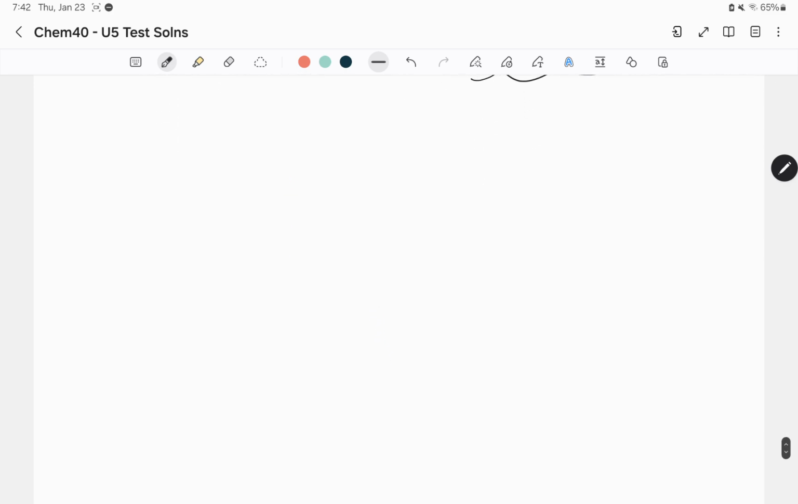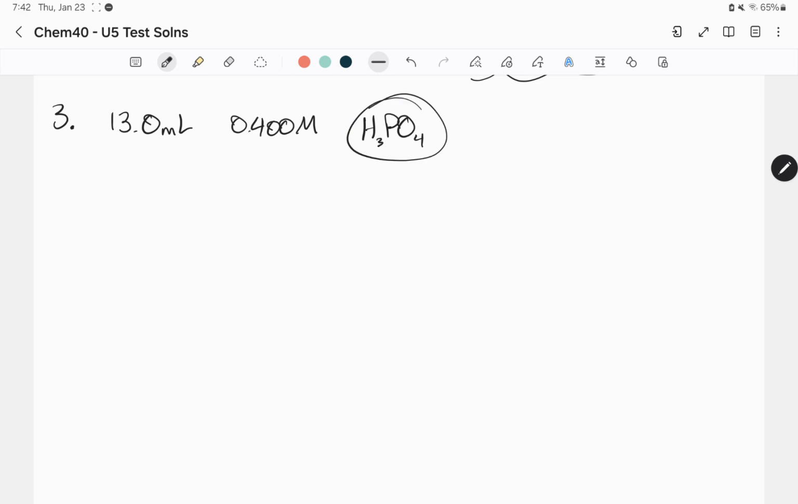Okay, let's go on to question 3. Question 3, we have 13 mils of 0.4 molar phosphoric acid. Phosphoric, that's naming rule 3. That means the anion has to be phosphate. Remember, we always add a hydrogen. Phosphate has a 3- charge, so that 3 is going to end up down there. So H3PO4, this is phosphoric acid.